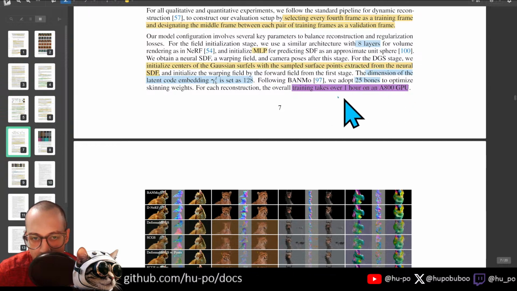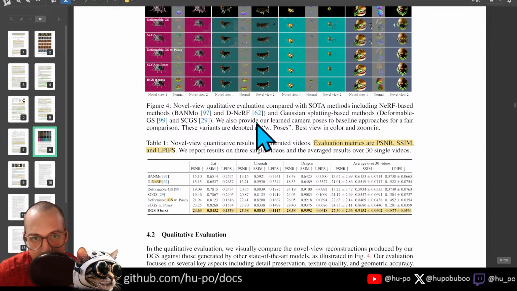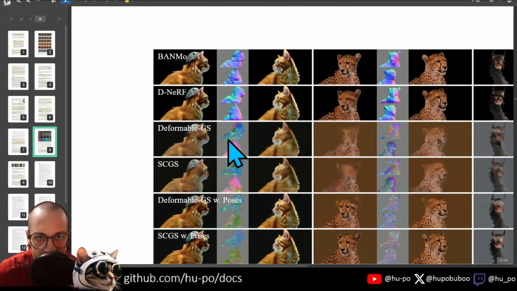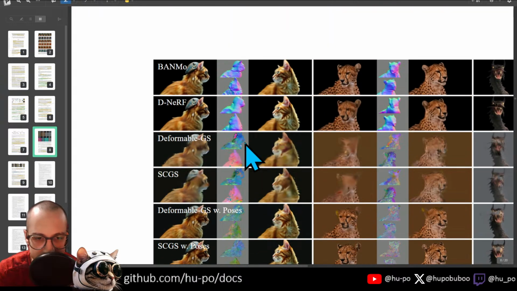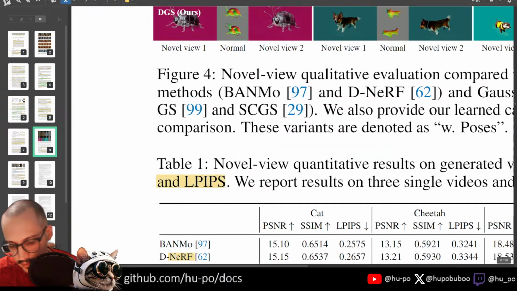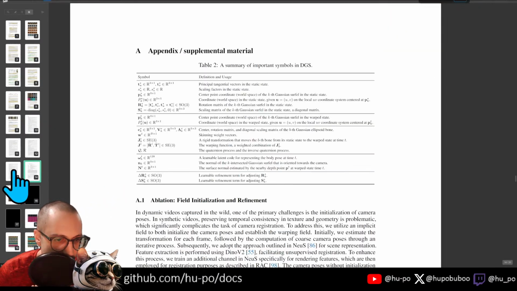Train this in 1 hour on an A800. The results are pretty cool, but they definitely are a little bit limited. So all of the examples that they give you are very object-centric. There's no background. It's a single object. So early days, but I can't wait to see what the next level version of this looks like.